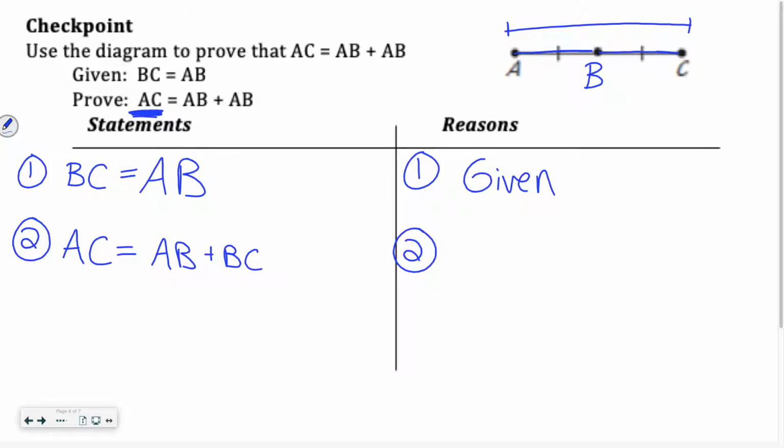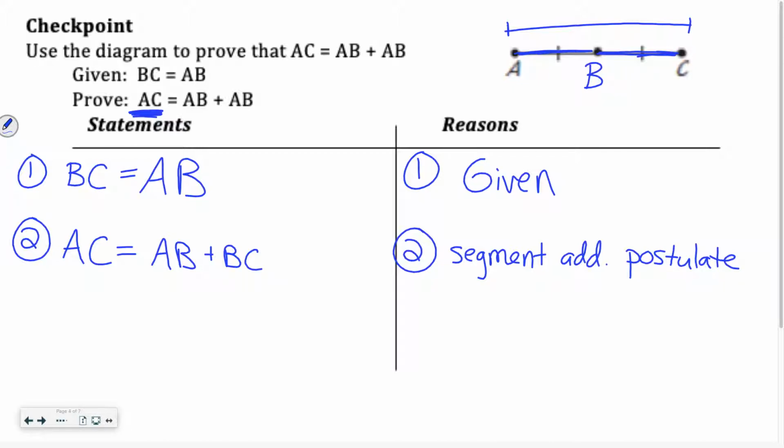Okay? And what did we add up there? We added up two segments. So this would be segment addition postulate. We'll put segment add postulate. So segment addition postulate means when you add two smaller segments, you get a bigger segment.